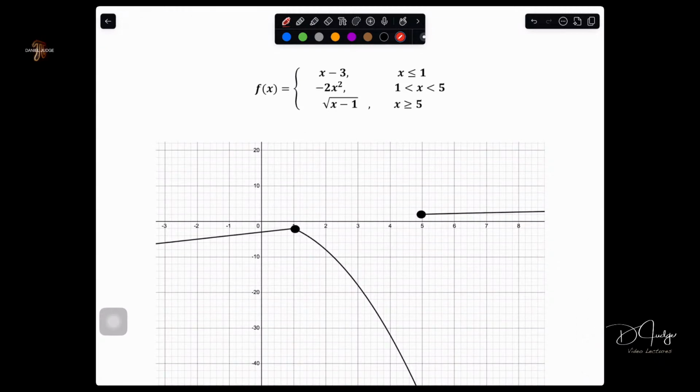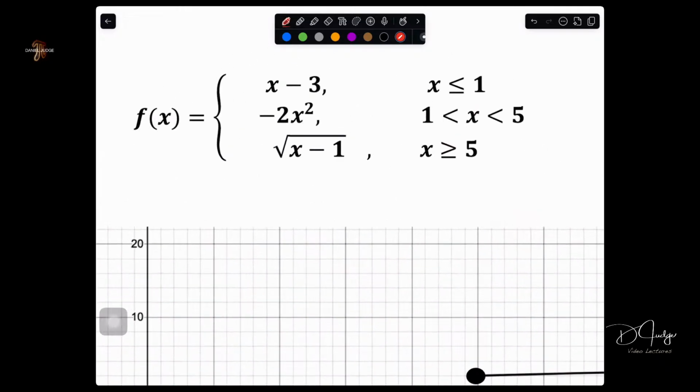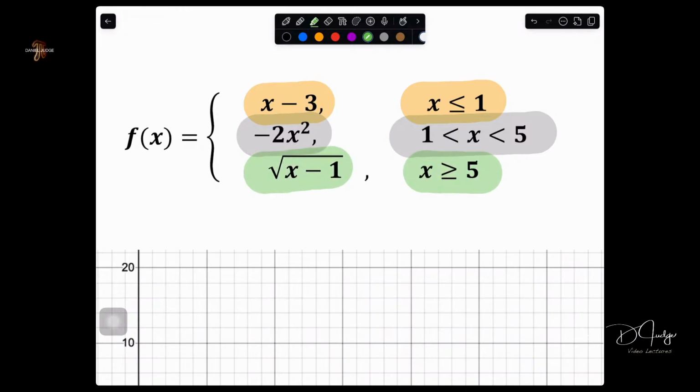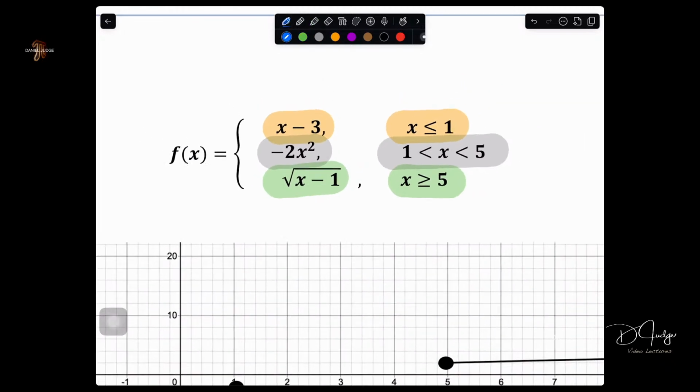Okay, let's see what's going on with this question here. Remember, we got to know how to read this. The top portion, x minus 3, is used for x being less than or equal to 1. The middle portion, negative 2x squared, is used for x between 1 and 5, not including 1 or 5. And the bottom portion is used for x being greater than or equal to 5. So we just simply have to know how to read a piecewise function.